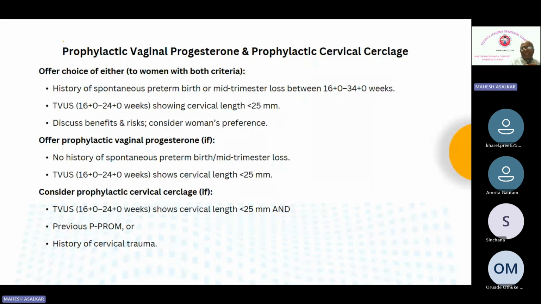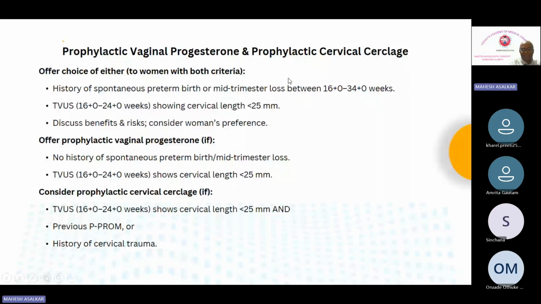See, if it is 25, then this particular thing is not there. If it is less than 25, then we can offer her either vaginal progesterone or prophylactic cervical encirclement. Now you say that there is a preterm birth between 16 to 34. Is that correct? And the cervical length is exactly 25 millimeters? No, the cervical length is greater than 25. Greater than 25.